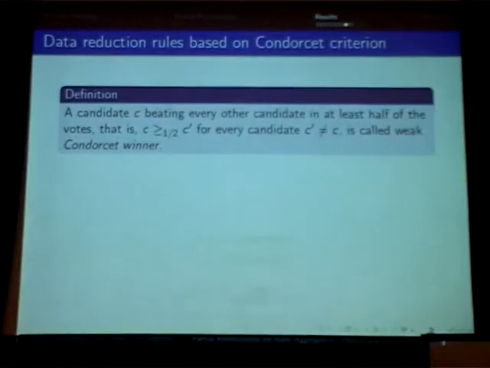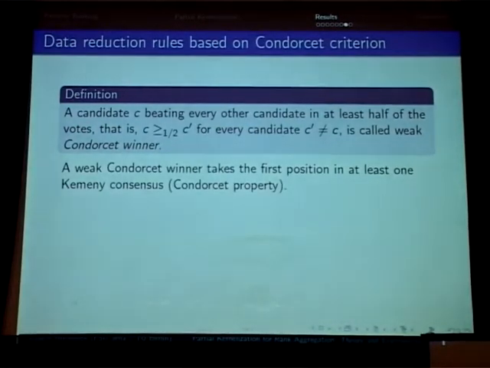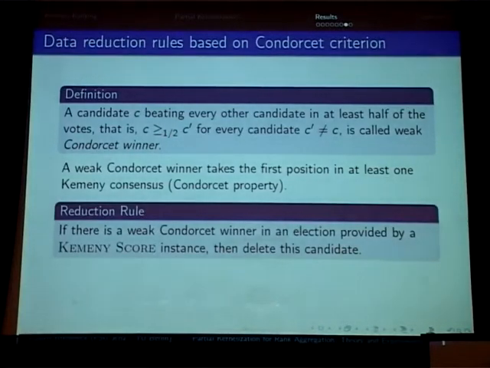Okay. Now we also considered another type of data reduction rules, and these rules are based on the Condorcet criterion. This is as follows. We call a candidate Condorcet winner if it beats each other candidate in at least half of the votes. And it is known that the weak Condorcet winner always takes the first position in at least one of the Kemeny consensus. Here I say weak winner because a strict or strong Condorcet winner would be if you replace the greater-equals with only greater. And this leads to the rule: if there is a weak Condorcet winner, then we delete it because we know it will be first in one consensus, and solve the sub-instance of the remaining candidates.